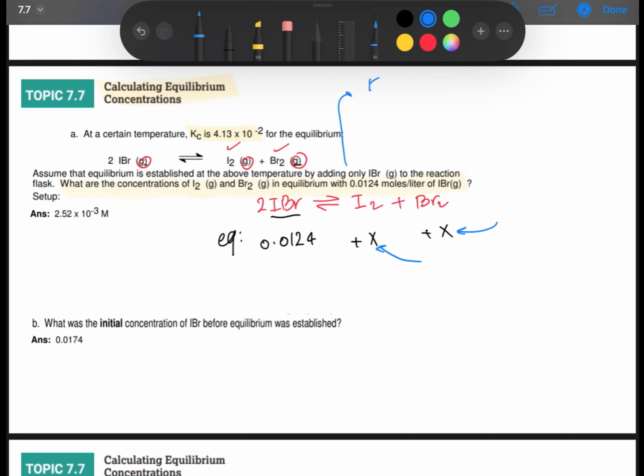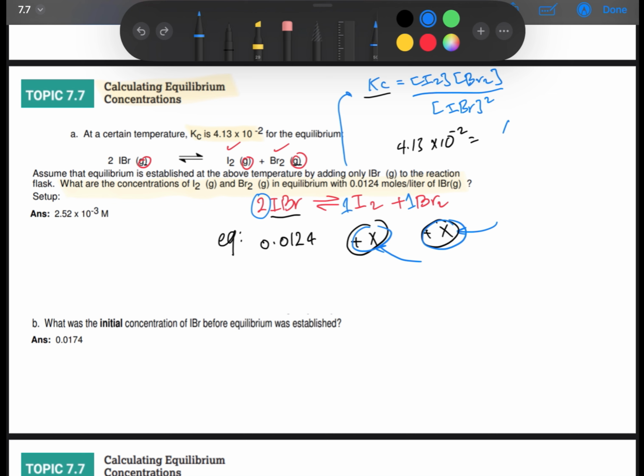Since the value of Kc is given to me, I have to say Kc is equal to the products. The products are I2 and Br2, right? And it's over the concentration of IBr to the power 2 because it's multiplied by coefficient 2. And then I have to substitute the given information. The value of Kc is equal to 4.13 times 10 to the power negative 2. For I2 and Br2, we have a value of X times another X, over the given information, which is the concentration of IBr at equilibrium, which is 0.0124 to the power 2.